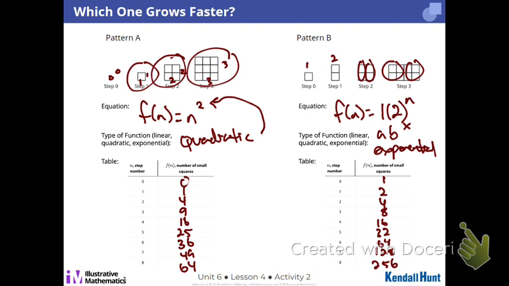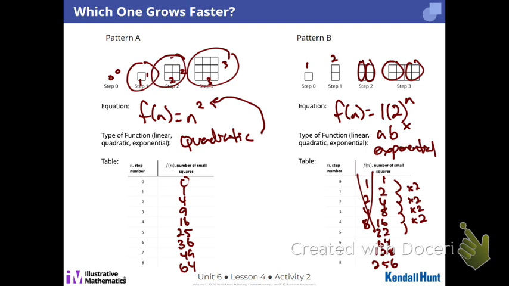All right? Let's go to the exponential. Do we have a common factor? Times 2, times 2, times 2, times 2, times 2. That's why that is exponential. Notice our common difference would be 1, 2, 4, 8. We do not have a common difference, not linear. So do all quadratics have to have a falling action?